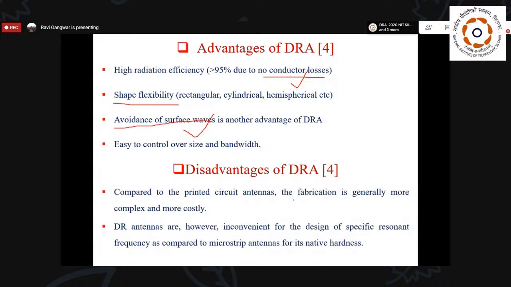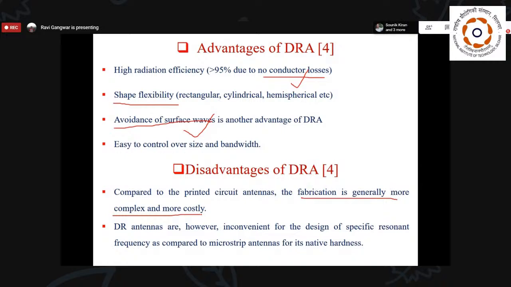The first is that the fabrication is generally more complex and more costly. Why is it like that? Because we are using ceramic materials. The construction of ceramic materials is first a difficult job. Second, the machining is very complex, because the ceramic material is brittle and very hard in nature. So the machining is one of the crucial jobs, and due to that, the fabrication is difficult. That's why the cost is more.